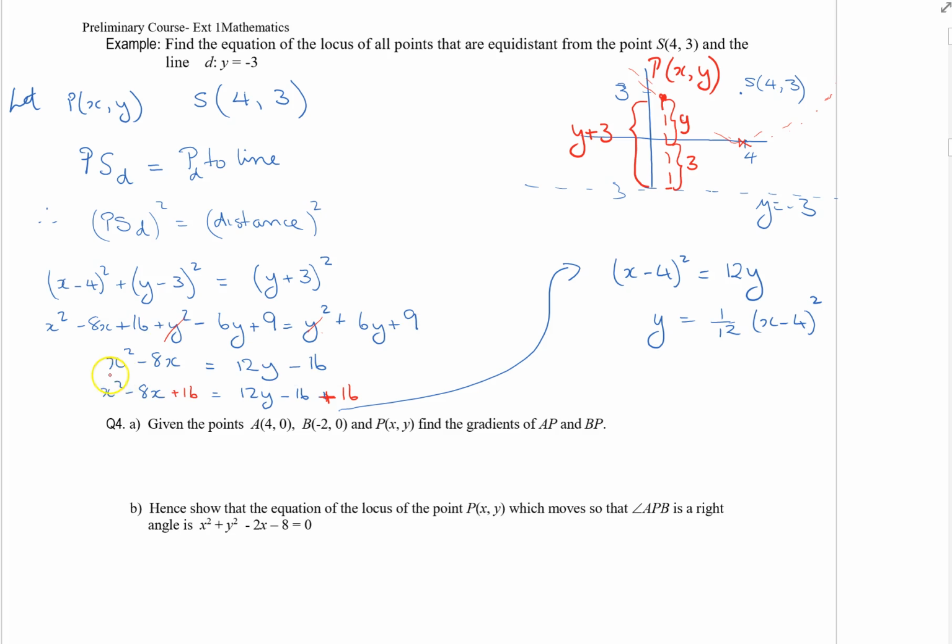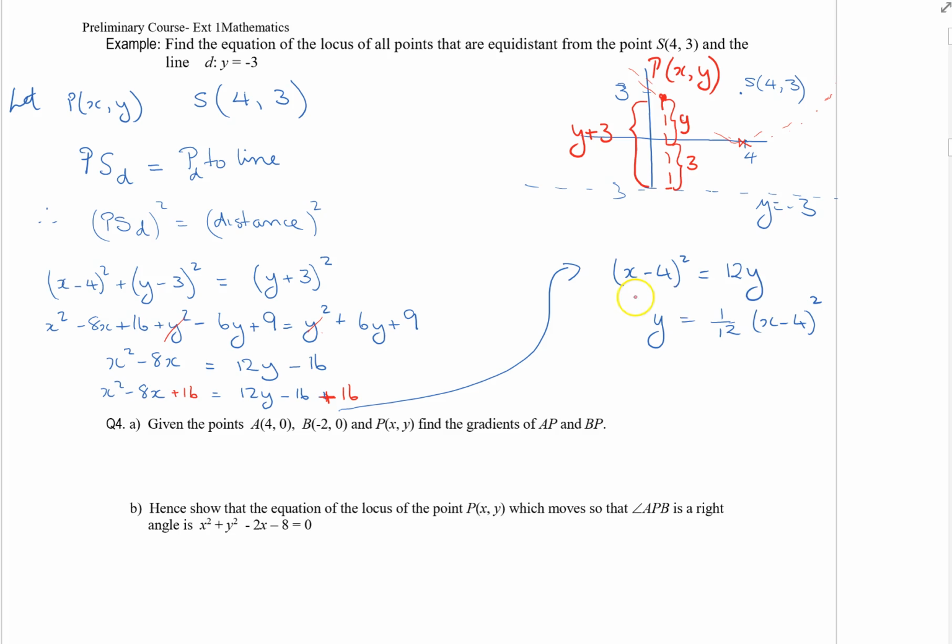Now I was looking at that, x squared minus 8x equals 12y minus 16, and I probably could have stopped there and written it with y as the subject. The moment I've got y equal to some x squareds, I know I've got a parabola. I went on and completed the square just to get a sense of where the vertex would be.